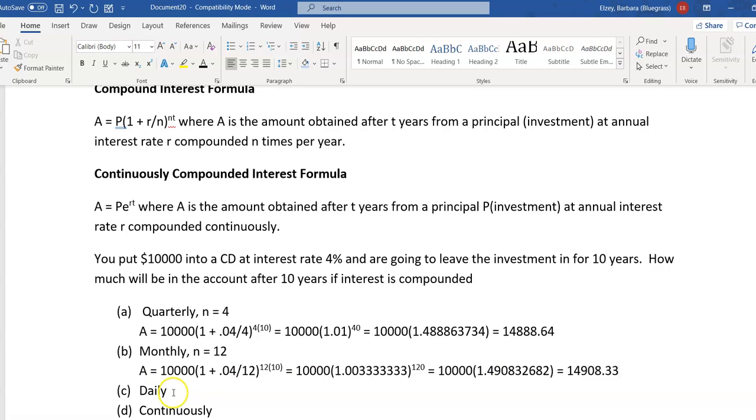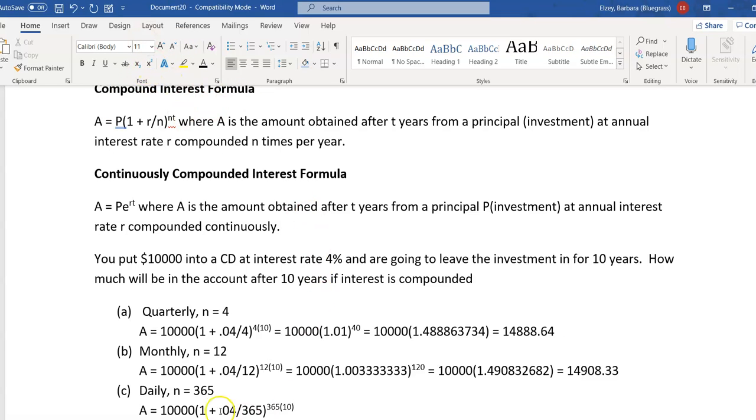All right, so let's now go to daily. This time, the only thing that's going to be changed is our n again. Daily means 365 times a year. So let's change this 12 to 365, and also we'll change it to 365 right there. So we'll have A equals 10,000, 1 plus 0.04 divided by 365, raised to the 365 times 10. And then let's work this out.